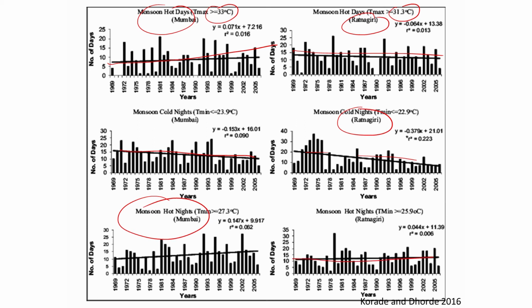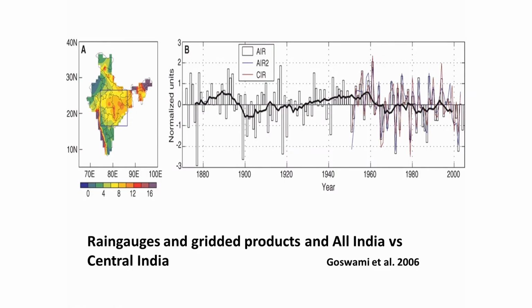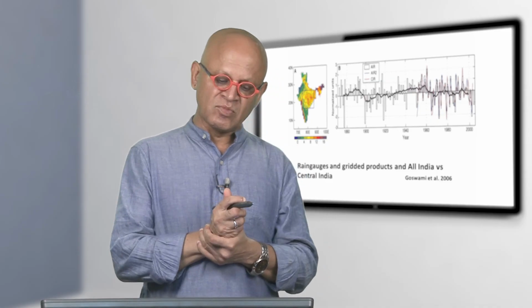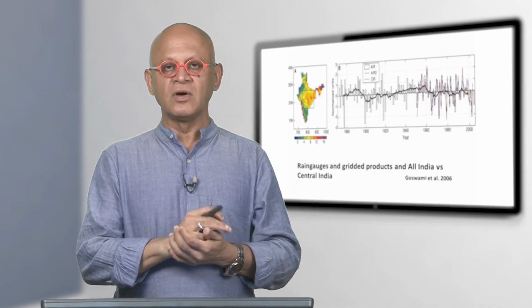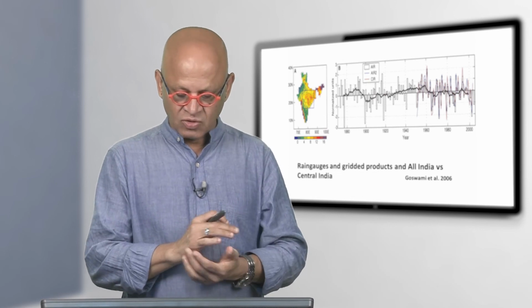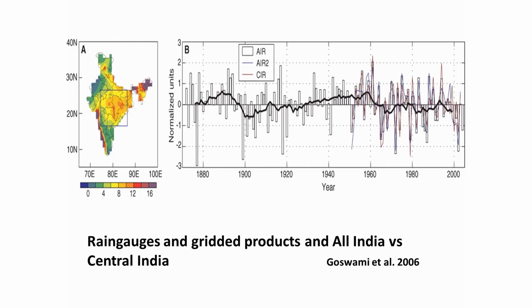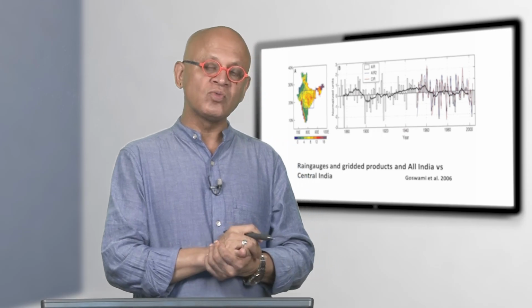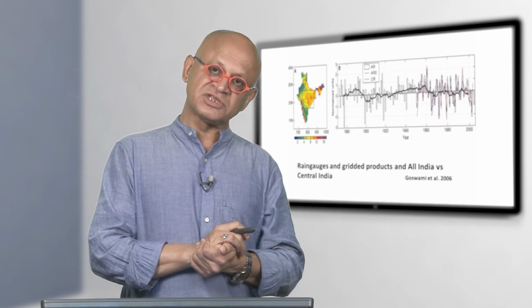So the continent is in general warming, and there has already been some indication that the monsoon response to all this warming, especially over the ocean, is already clear. So I will stop with this figure and we'll come back and continue on how the monsoon distribution is changing.